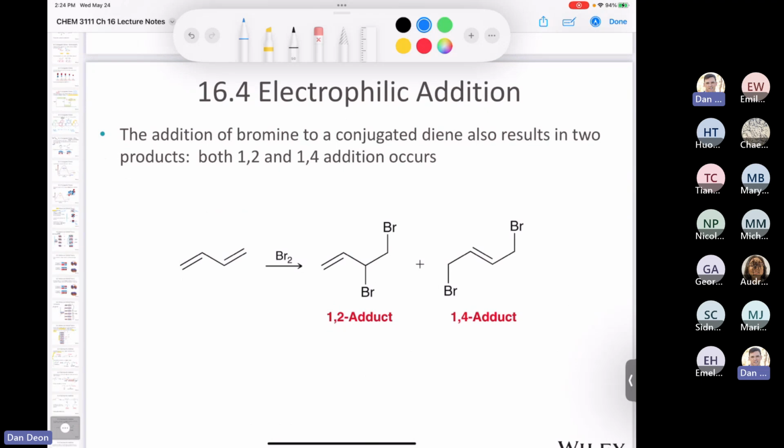Besides HBr, if you try the same kind of thing with bromine on a conjugated diene like this, you still get a 1,2 and a 1,4 adduct. The mechanism is exactly like you think it would be, right? You get a carbocation, and then that's allylic, and of course it has 2 resonance forms, so you can get nucleophilic attack from either carbon.